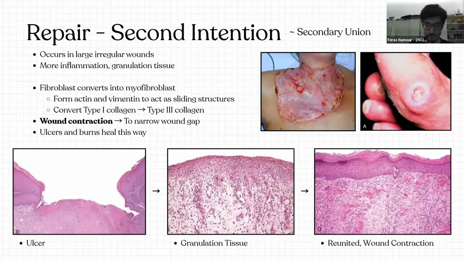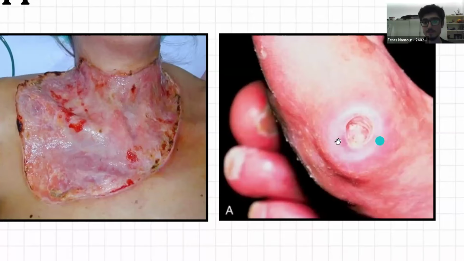So what's going to happen here? Well, of course, first, you're going to have granulation tissue. Fibroblasts will invade the scene, and they will convert into myofibroblasts, which will form actin and vimentin. But basically, the most important thing here: type 3 collagen will be laid down first and later converted into type 1 collagen. What usually happens is the opposite, but for the sake of the first stage, that's what's going to happen. And something specific that's going to happen is called wound contraction. This happens a bit later.